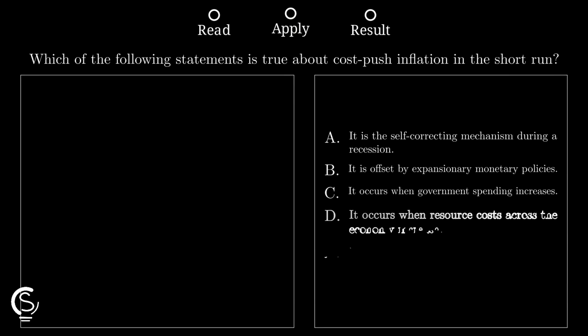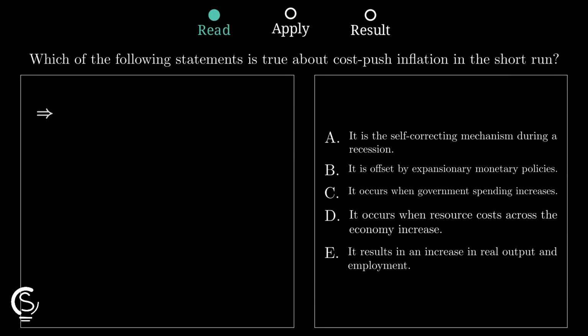First, we must define cost-push inflation, which happens when the total supply of goods drops. This usually occurs because the costs of production for firms across the entire economy suddenly rise.